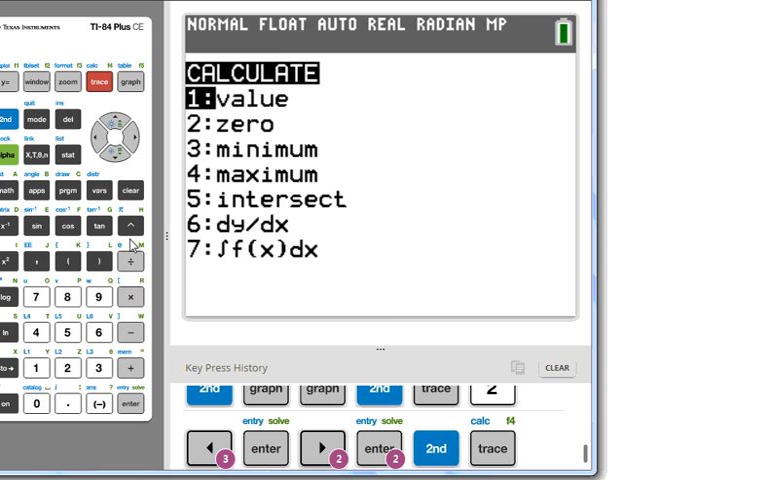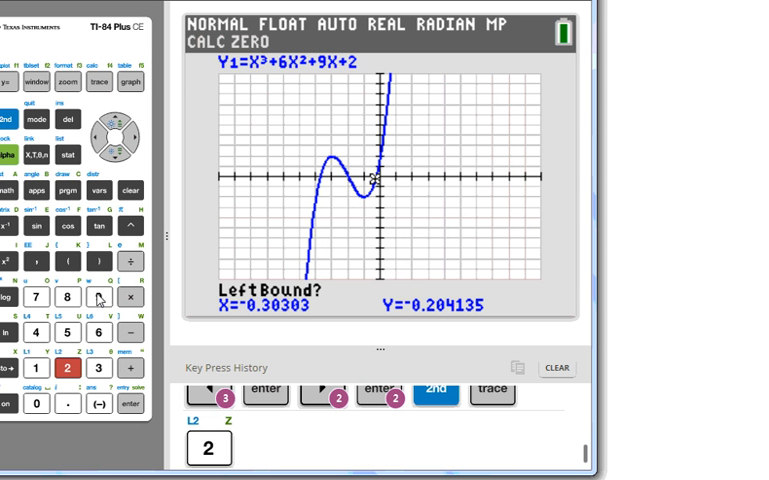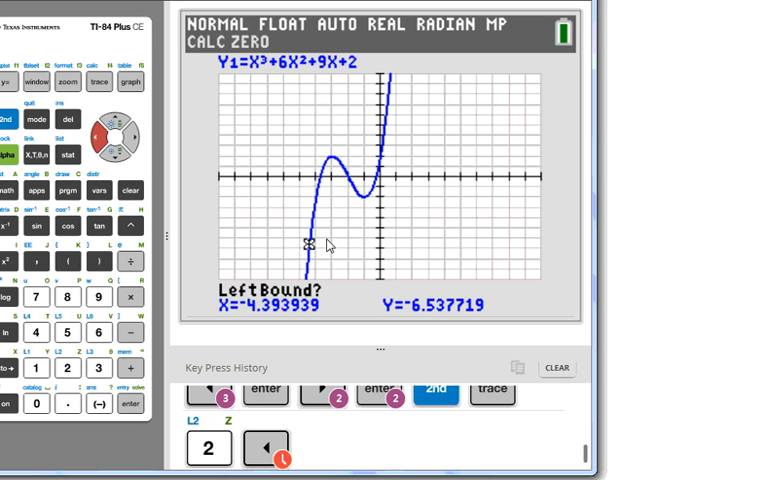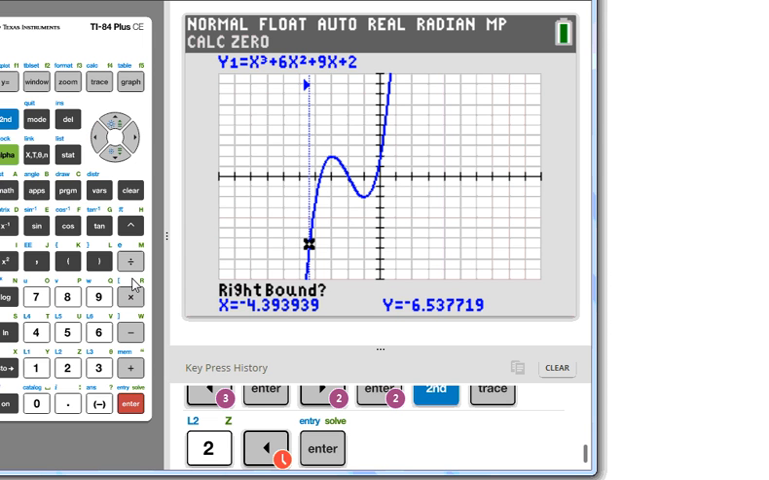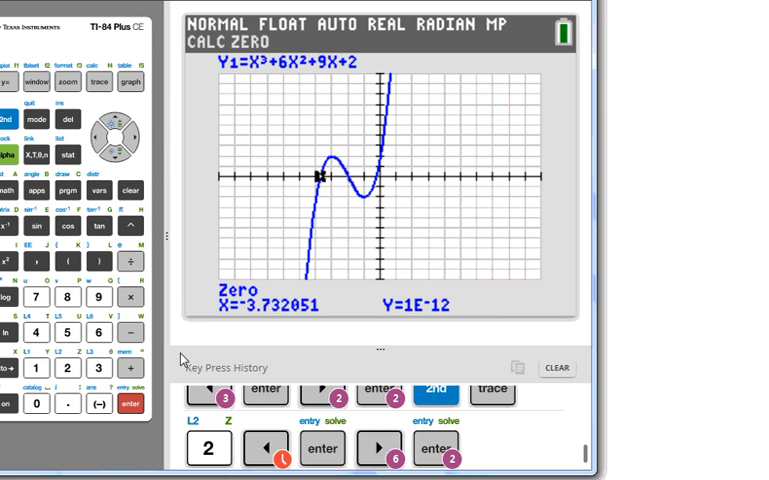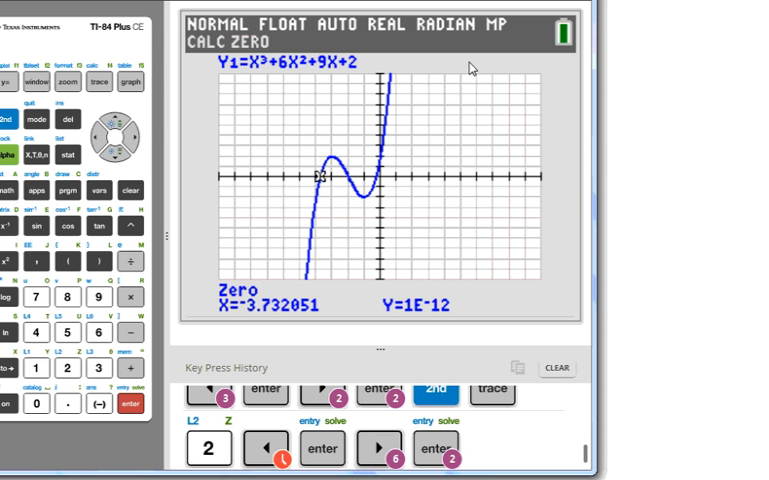Second trace, 0, we come over, go to the left of the other x-intercept, press enter. On the right, press enter, enter. -3.73.